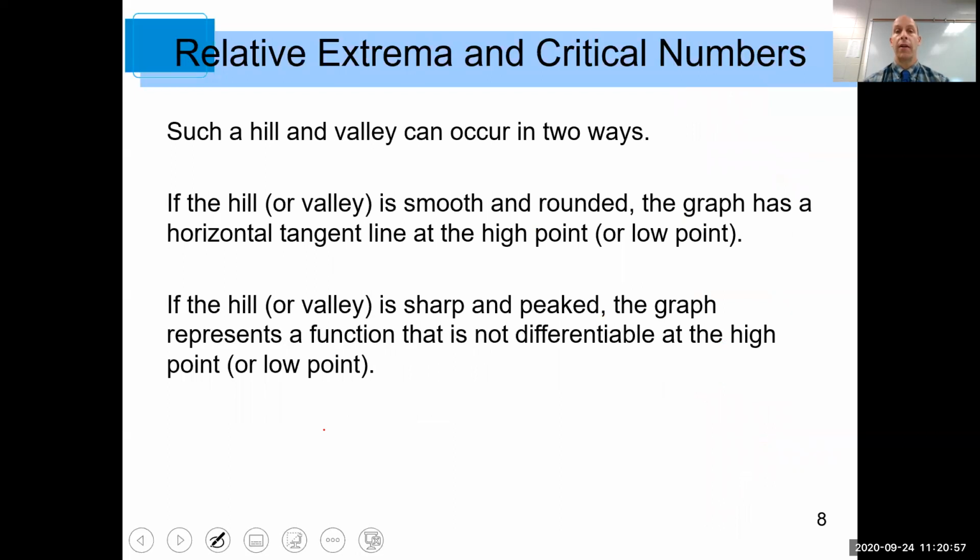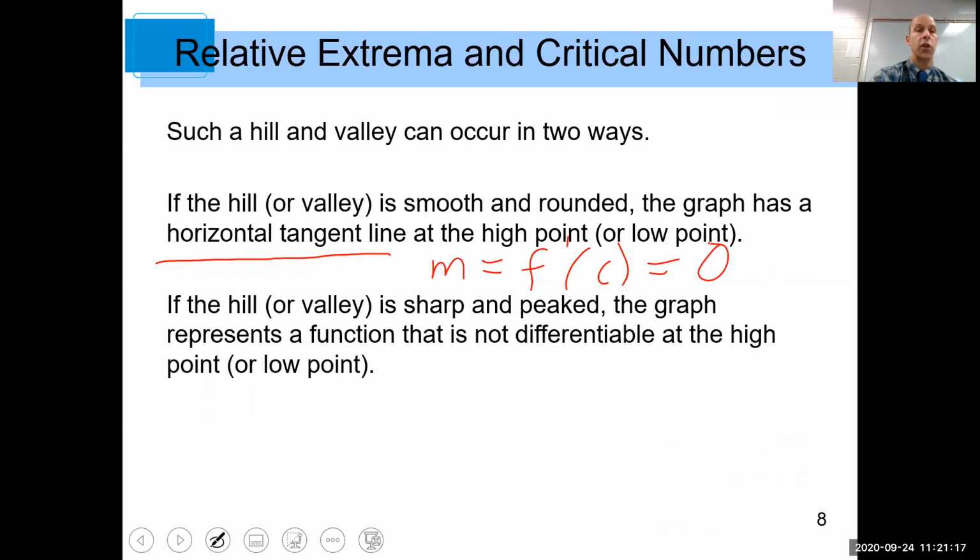Such a hill and a valley can occur in two ways. If the hill or the valley is smooth and rounded, then the graph has a horizontal tangent line. And by the way, if it has a horizontal tangent line, that tells us that the slope or the derivative of that value is equal to 0, which we'll talk more about in a second.